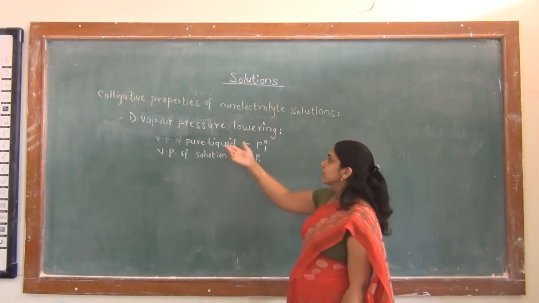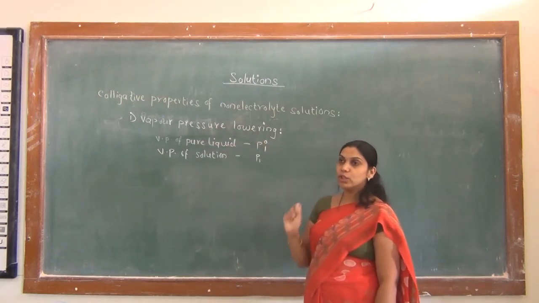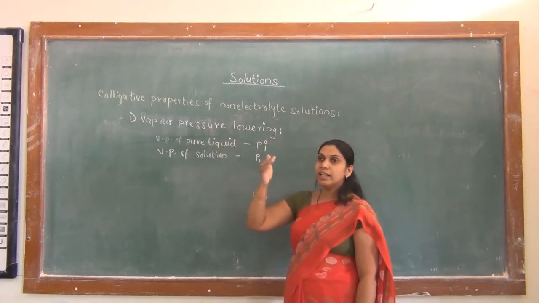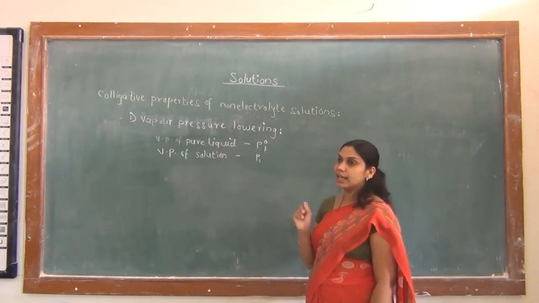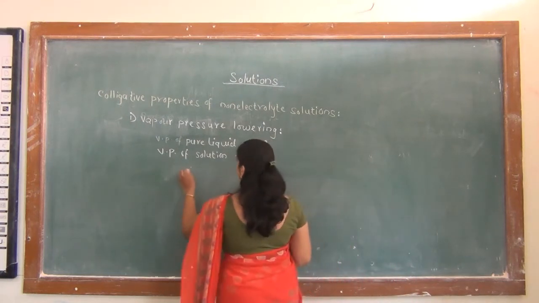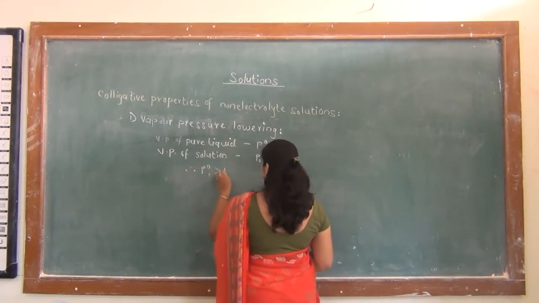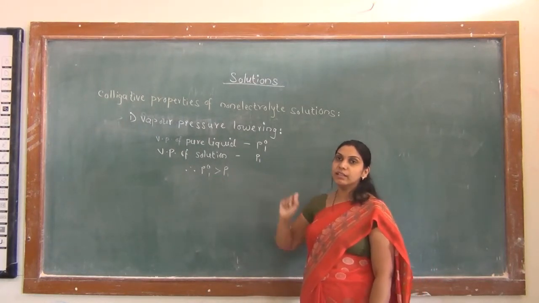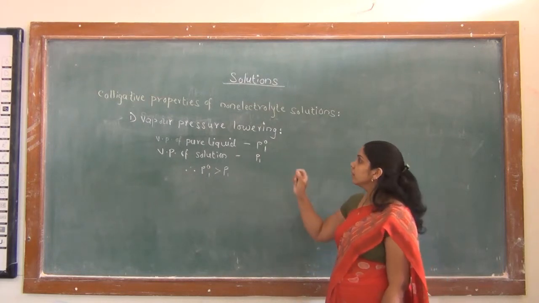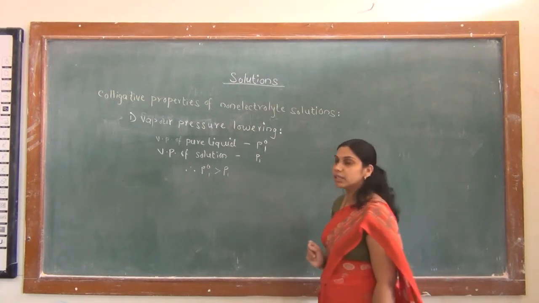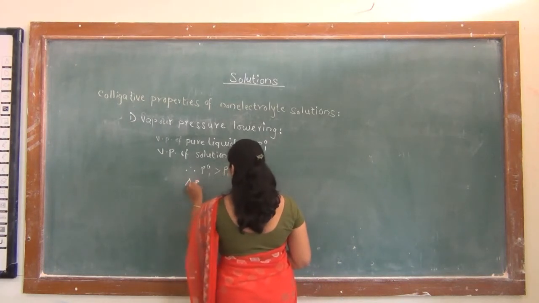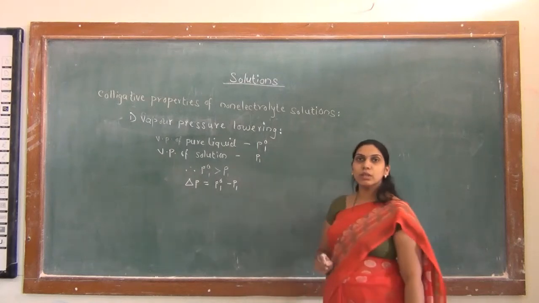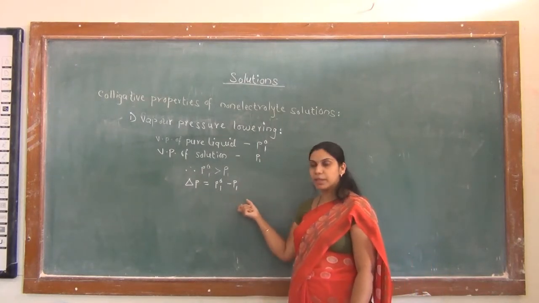According to the concept of vapor pressure lowering, we know that by addition of a non-electrolyte solute into a pure liquid, its vapor pressure decreases, and hence we can say that P01 is greater than P1, and the vapor pressure lowering can be given as delta P is equal to P01 minus P1.